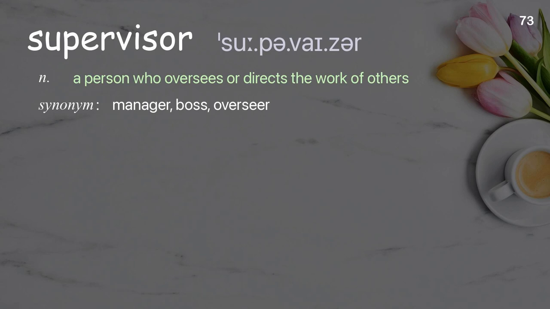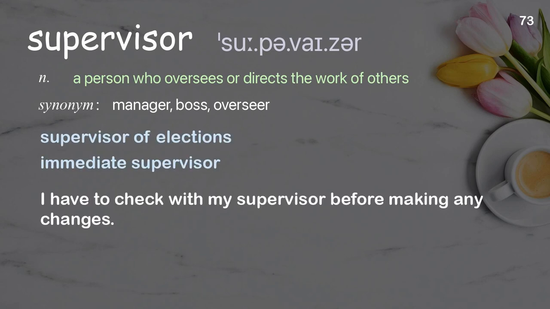Supervisor. A person who oversees or directs the work of others. Examples: Supervisor of elections. Immediate supervisor. I have to check with my supervisor before making any changes.